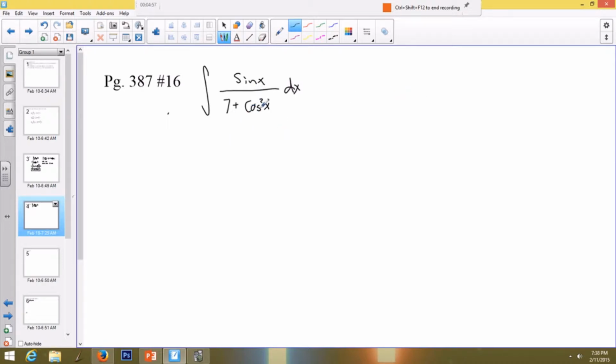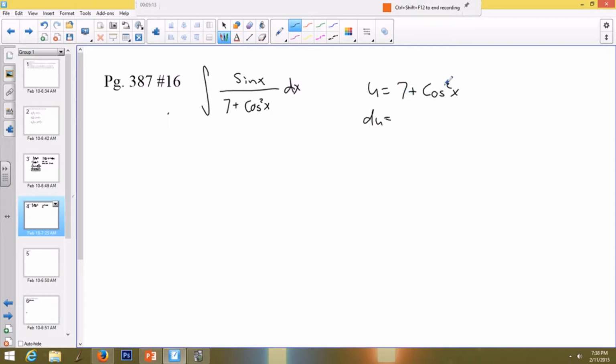So I'm thinking, well, cosine is the derivative of sine. So maybe I could let u equal 7 plus the cosine squared of x, then du would equal, well, I got the derivative of a constant is 0.